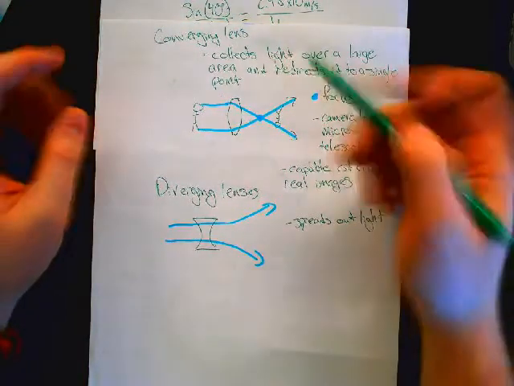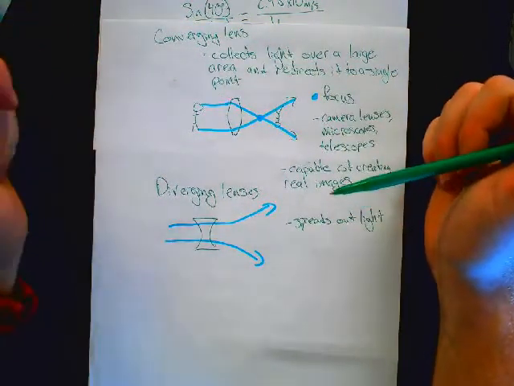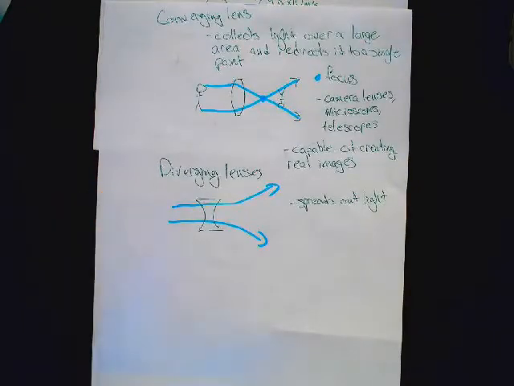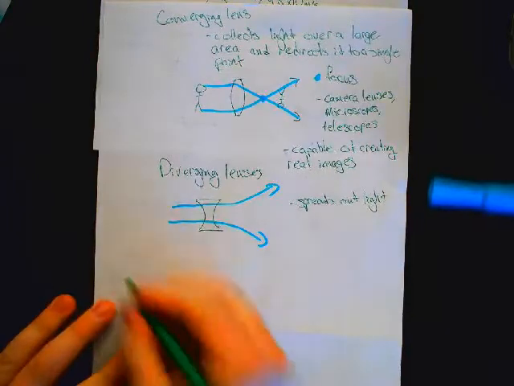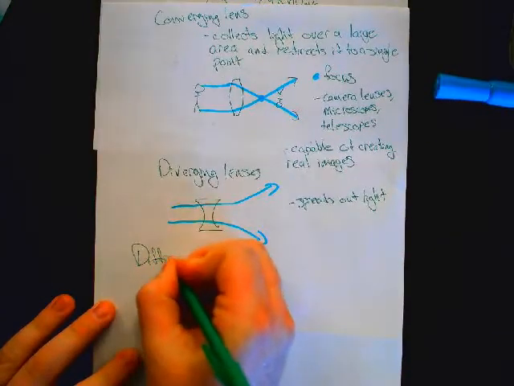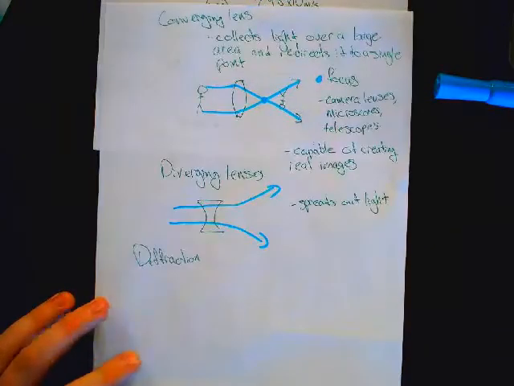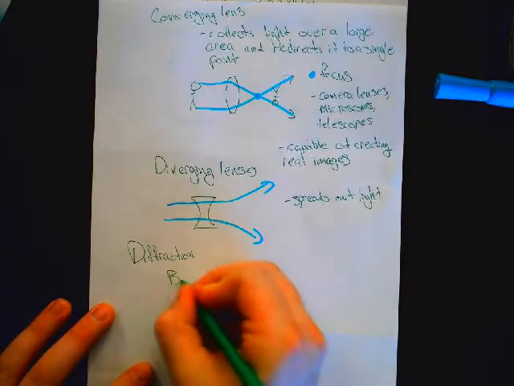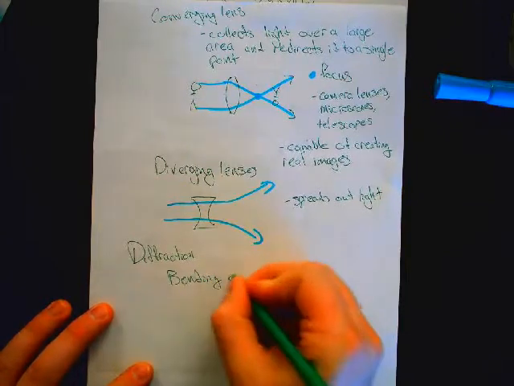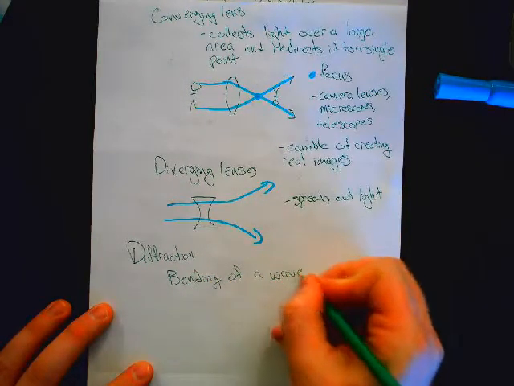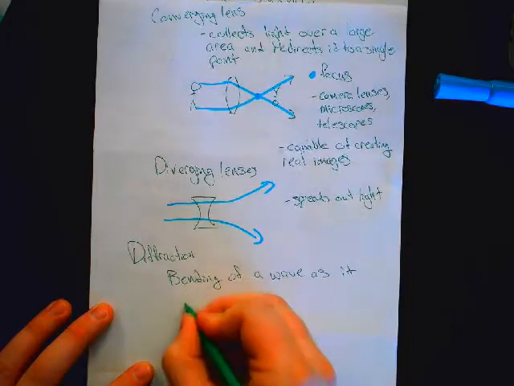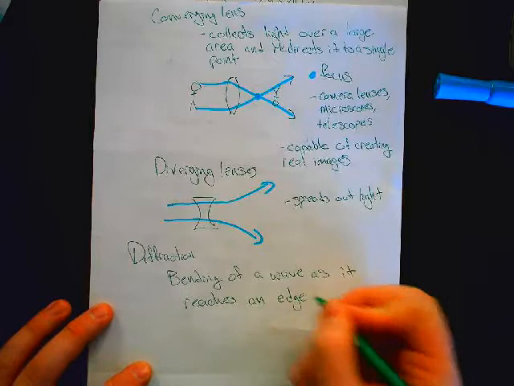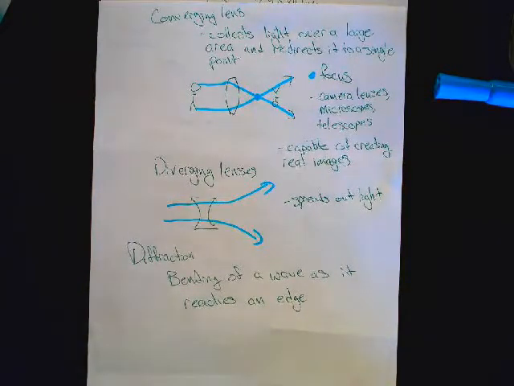All right, questions on converging or diverging lenses? Okay. Then the last topic that we get is diffraction. Diffraction is the bending of a wave as it reaches a corner or an edge. This is why, if you're standing in the hallway, you could probably hear me talking.